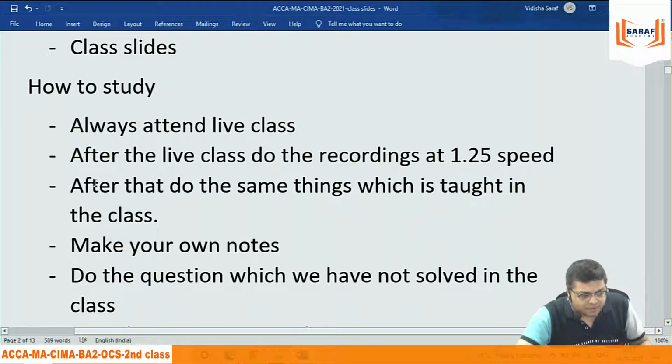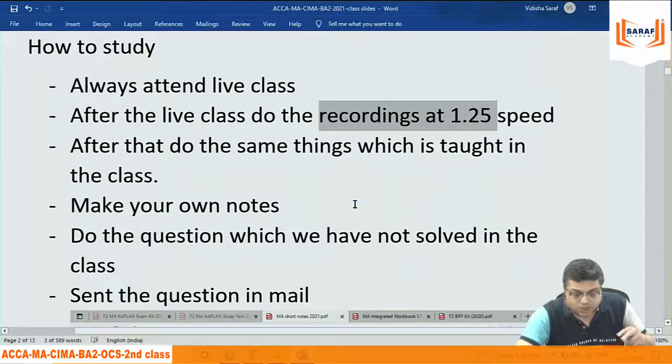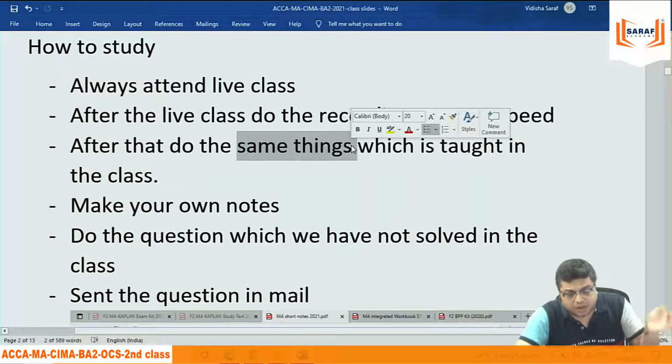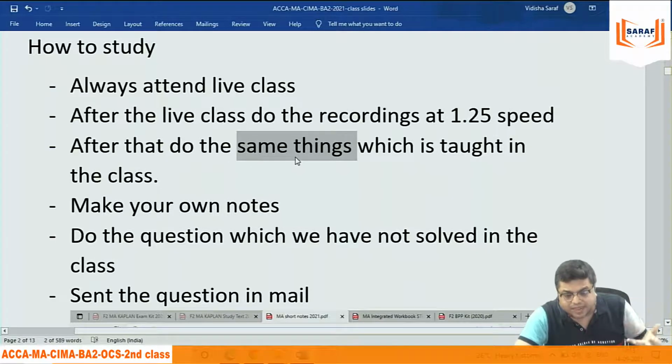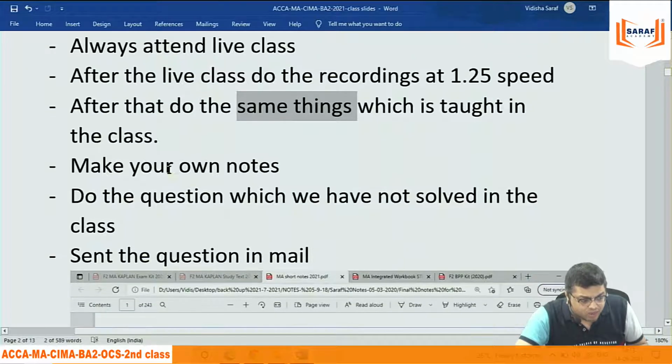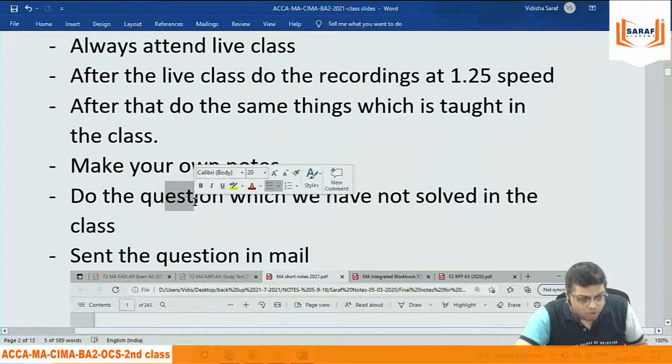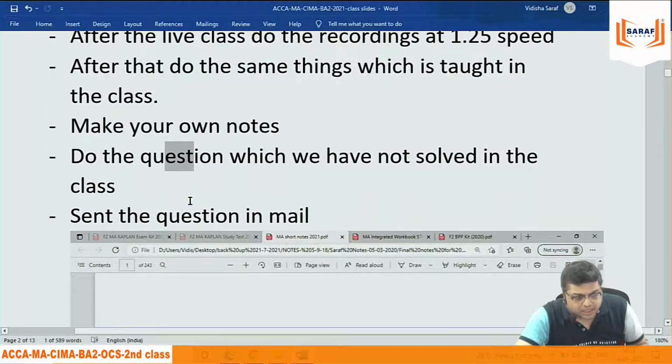If you miss the live class, then also first complete the normal recordings. Then do the recording again, which means you have done the same thing twice. Then you do the same thing again on your own. After doing live, after doing recording, do the same thing again on your own. After that, make your notes. After making your notes, if there is homework or extra questions, do that.